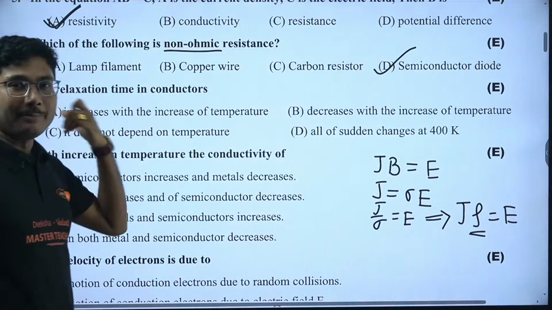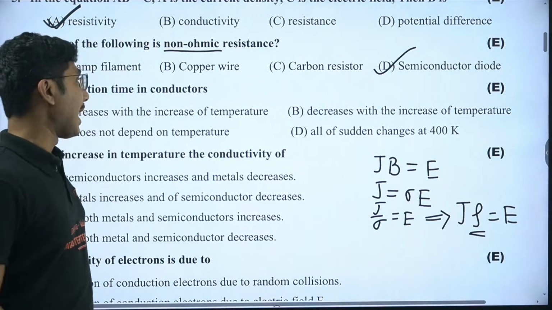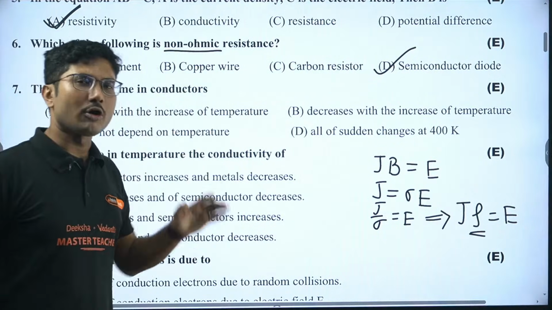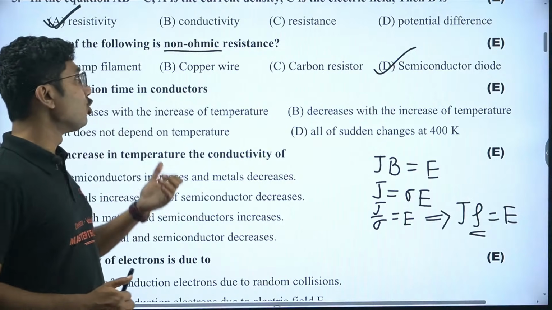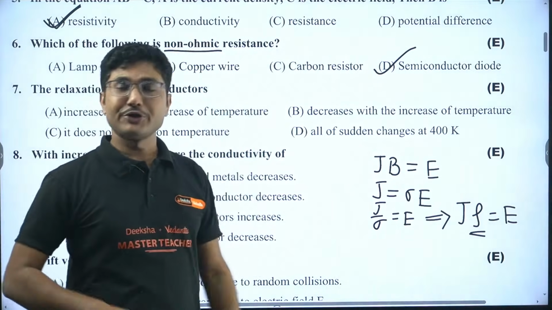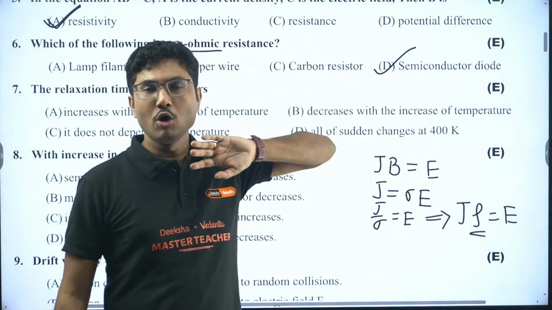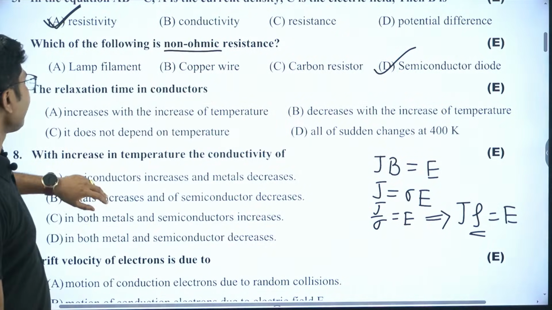Lamp filament remains ohmic up to a certain temperature. If temperature goes higher and higher, the lamp filament tends to deviate from Ohm's law, but at a certain temperature, generally lamp filament is considered to be ohmic. Copper wire and carbon resistors are ohmic, obviously. But semiconductor diode is not ohmic at all. So that's why this is the answer for this question.